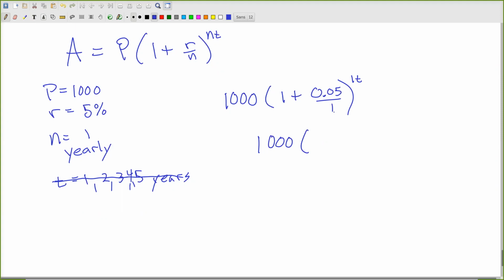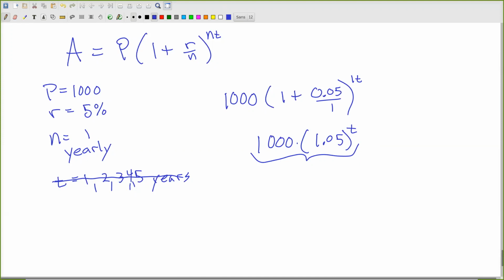5% divided by 1 is just 5%, plus 1 is 105% as a decimal. And there's the power T. So this cleans up pretty nice here. Now I can't do that multiplication until I know what T is, so this doesn't simplify any further. It's as far as I can take it. But that's what I need in my spreadsheet.